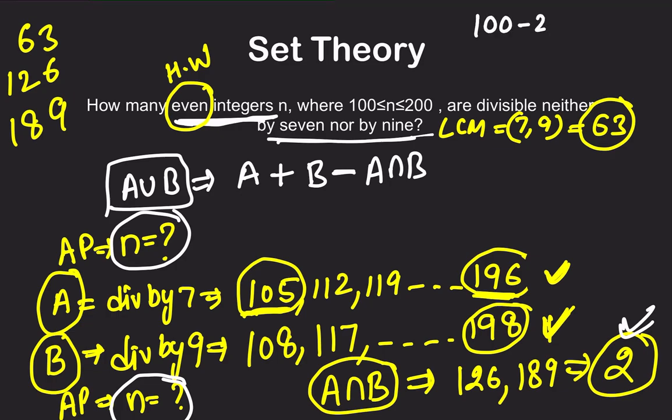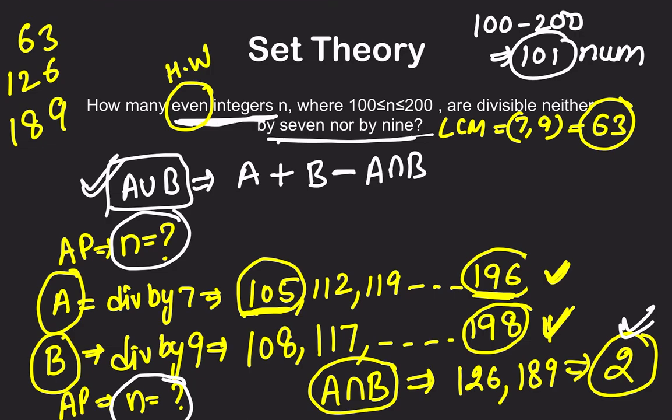Between 100 and 200, there are how many numbers? 101 numbers. Total 101 numbers are there. Out of that, you subtract this A union B. Whatever value you get, that number is what? Those numbers are not divisible by either 7 or 9.